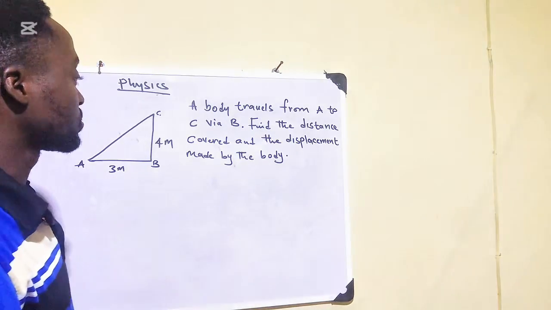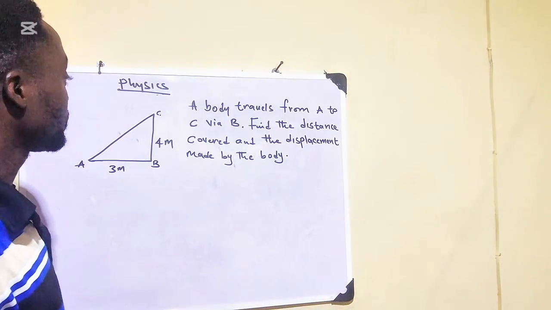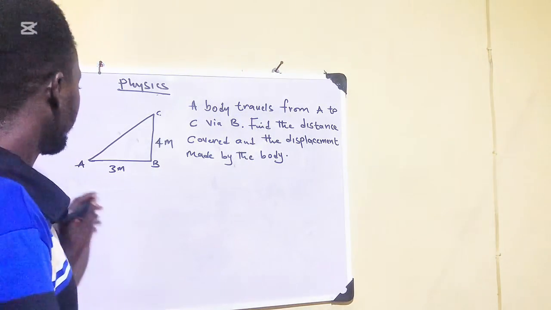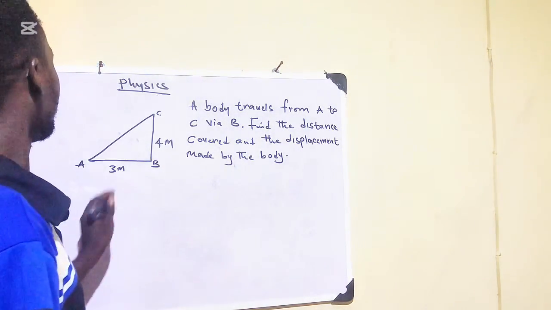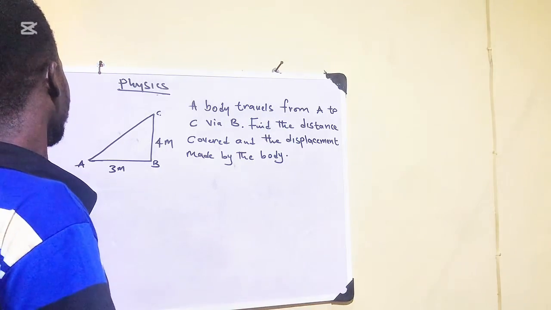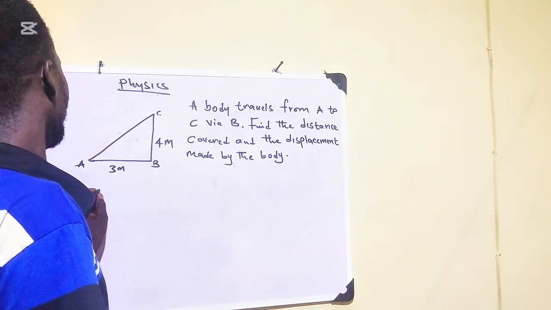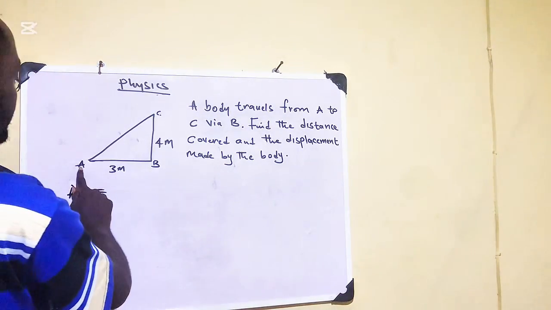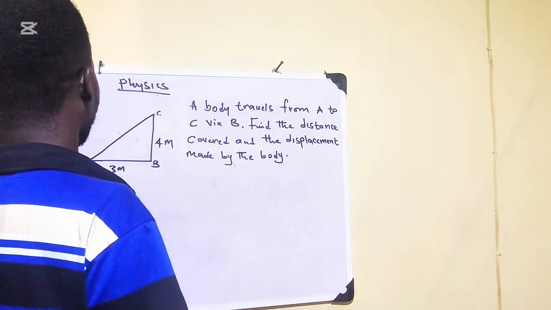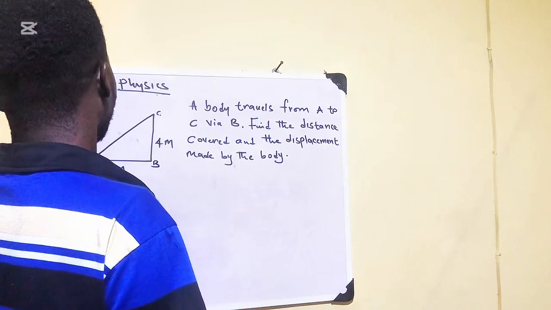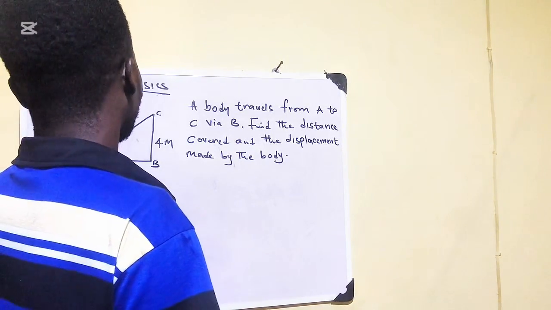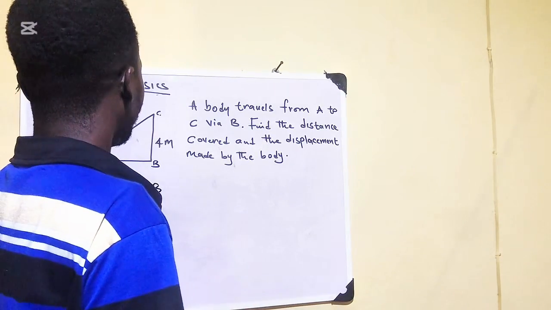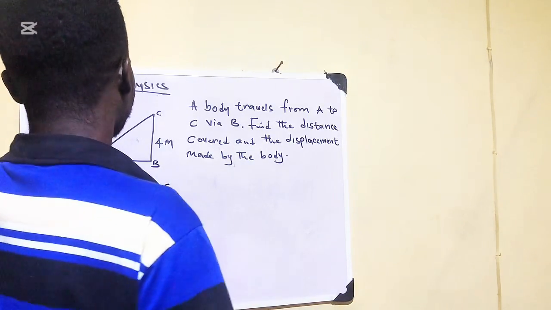Alright, so let's solve this question so that you can see what I'm trying to say. For the distance, let us find the distance from A to C. The distance from A to C is going to be the distance from A to B, which is AB, plus the distance from B to C.